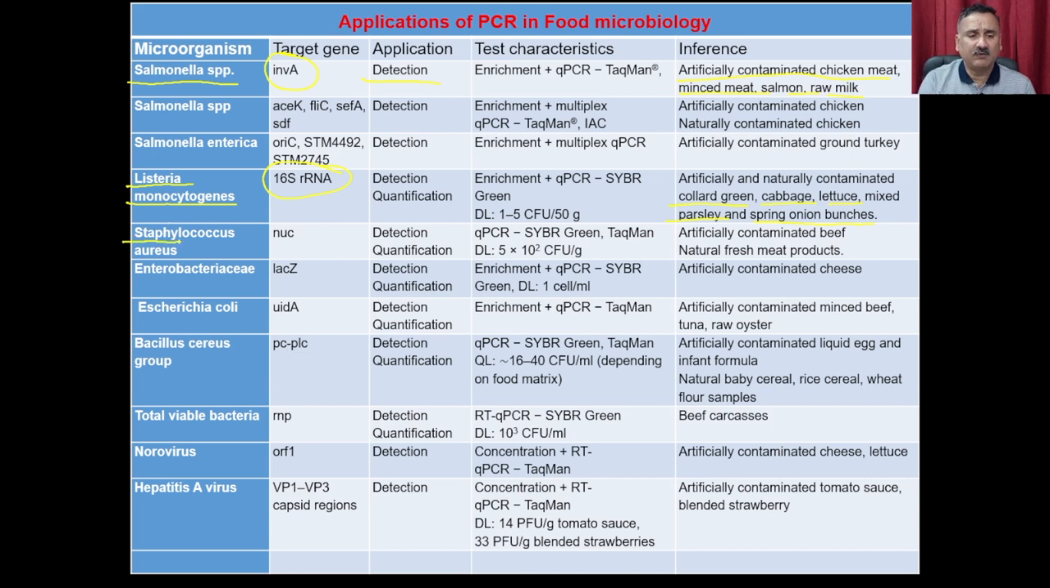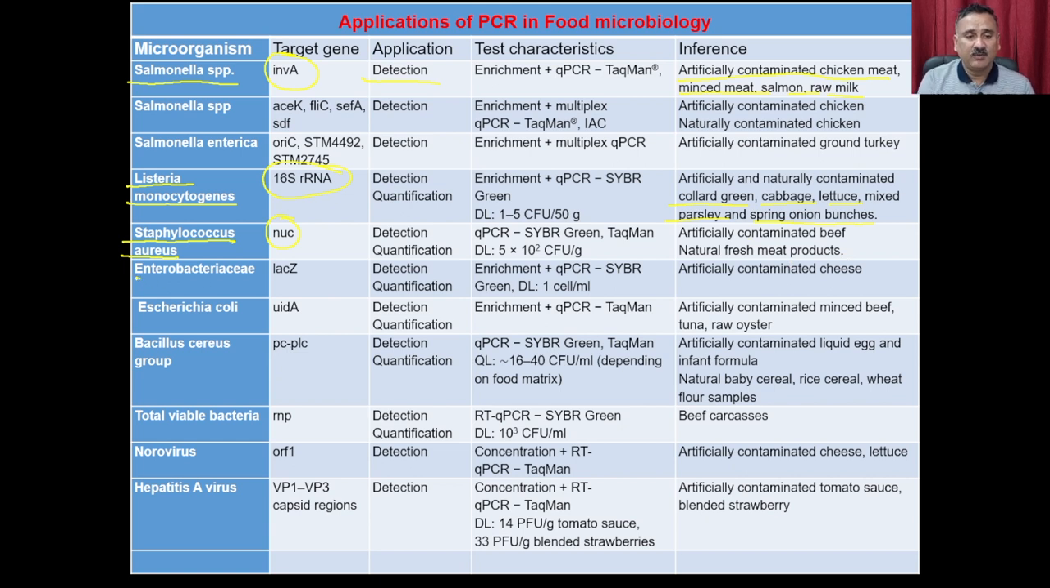Then we also have Staphylococcus aureus. For detection of Staphylococcus you are going to use the NUC gene, and it is being used in the majority of these products for detection in beef or other meat products.